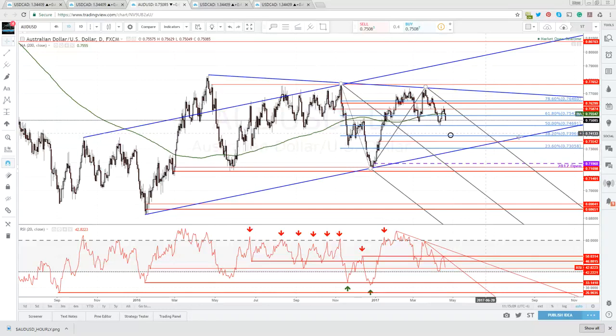And 73, let's say 0.74 would be an area to watch, and the next one will be 73.54, which is a daily reversal level. So let me just move that here. That would be a target for shorts.